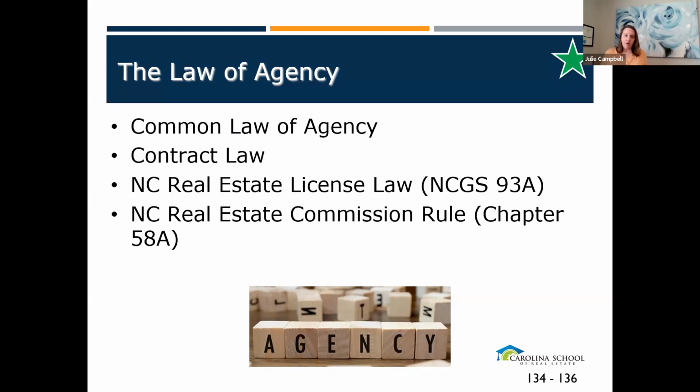Once upon a time ago, buyers didn't get agents. Once upon a time ago, it was only sellers that represented or were represented by agents. Once upon a time ago, we all worked for the seller.